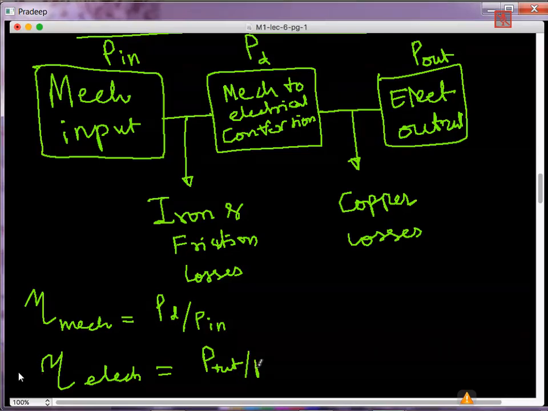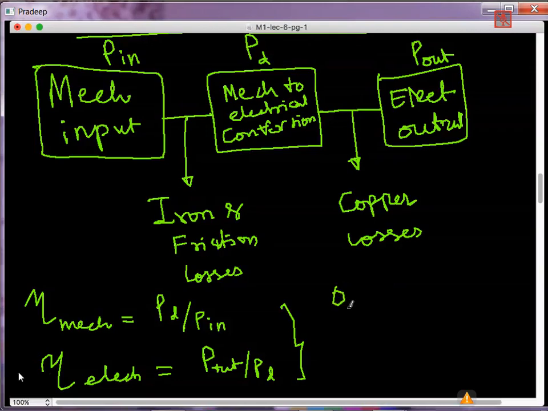So the overall efficiency of the machine will be the product of these two. If I just multiply these two, PD will get cancelled. I'll get P out by P in. So this is the overall efficiency of the machine.